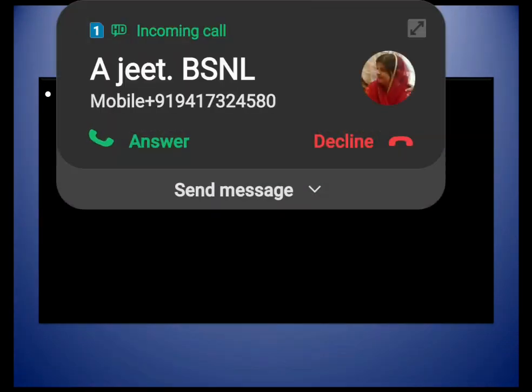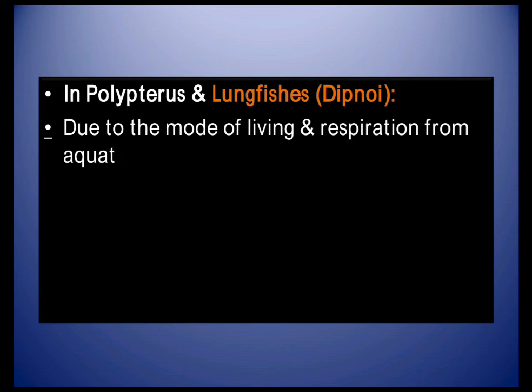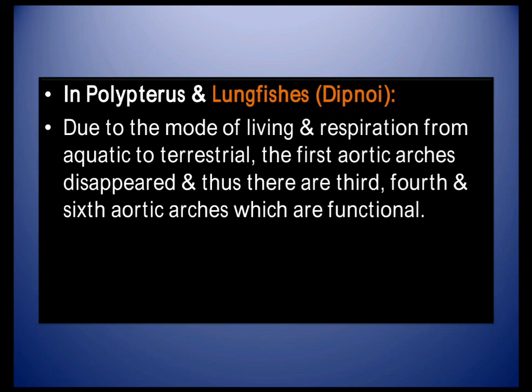So students, that was the case of the fishes, and after fishes we have the case in Polypterus. This is a special case that has been taken over here. As this particular case refers to the lung fishes, there is a special modification in the aortic arches also. Due to the mode of respiration changing from aquatic to terrestrial in these fishes, the first aortic arches disappeared, and thus the third, fourth, and sixth aortic arches are functional.